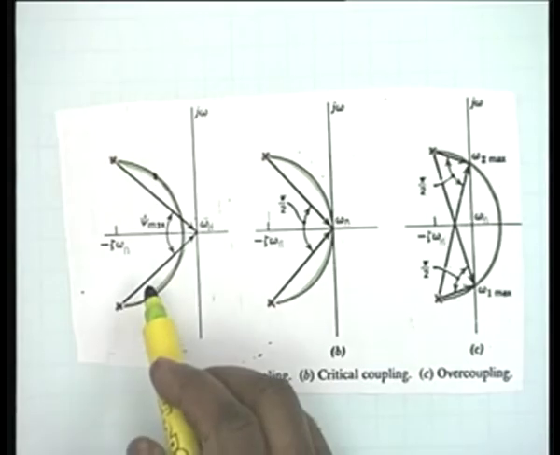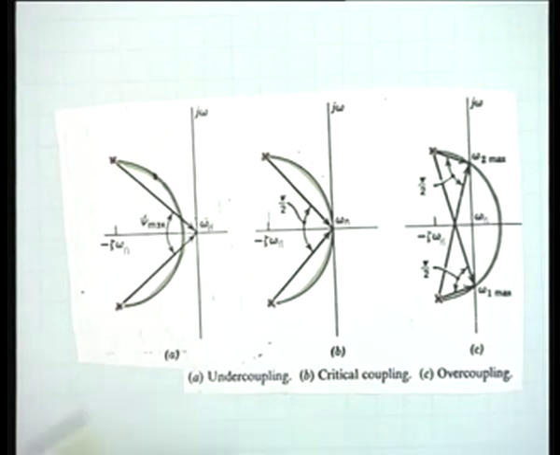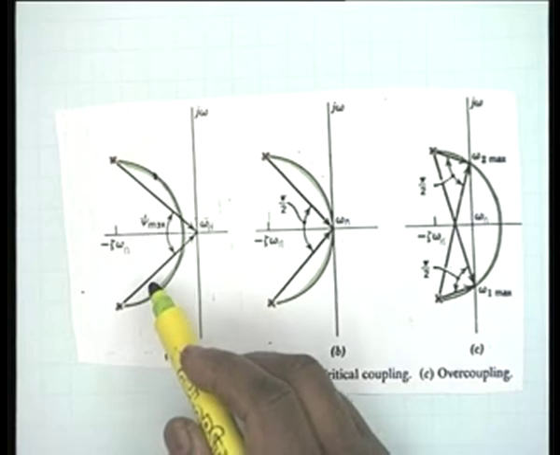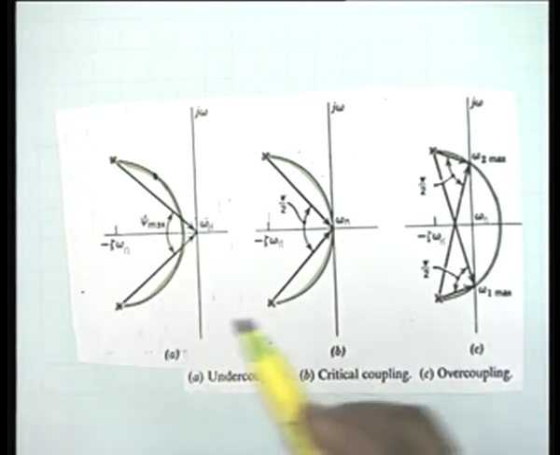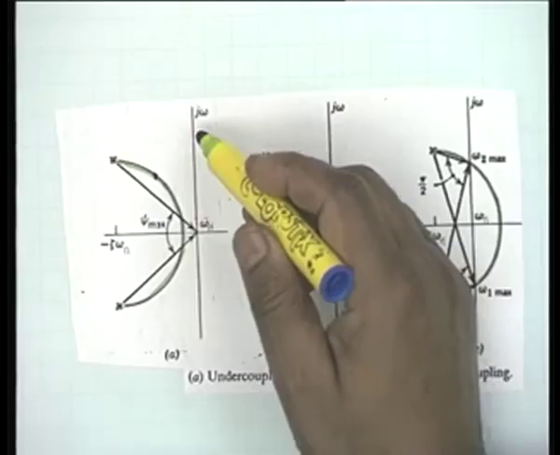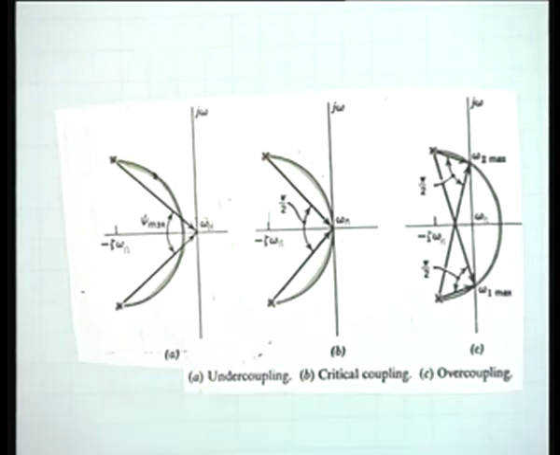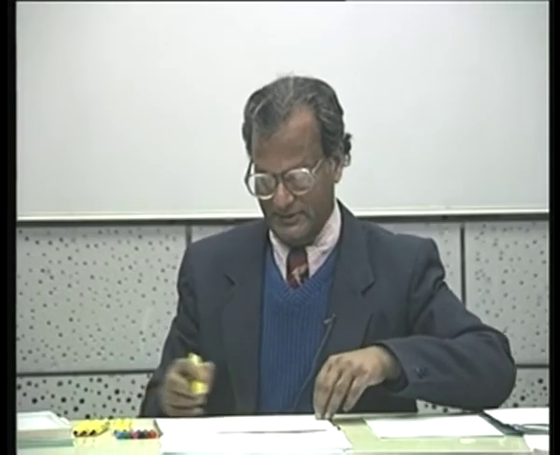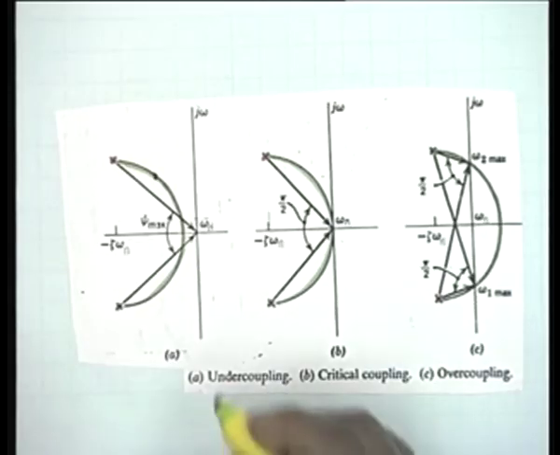Now if k is such, if k is less than 2 zeta, then this is called, there is no peaking, no, I am sorry, I should modify this statement. The peaking circle does not touch or intersect the j omega axis. Obviously k is less than 2 zeta in this case, and this is called the undercoupled case. Undercoupled. This is undercoupling. Undercoupling means that k is less than 2 zeta.